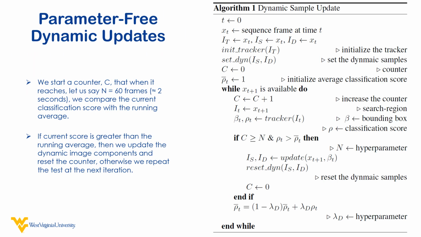Additionally, to update the dynamic templates and search, we employ a simple parameter-free technique shown in the algorithm. We start a counter C that when it reaches, let us say n equals 60 frames, around 2 seconds, we compare the current classification score with the running average. If the current score is greater than the running average, then we update the dynamic image components and reset the counter. Otherwise, we repeat the test at the next iteration. This strategy gave us reliable performance with minimal delay in speed.